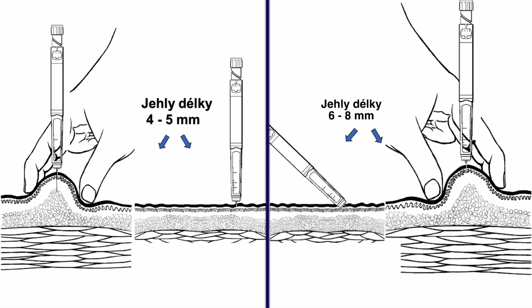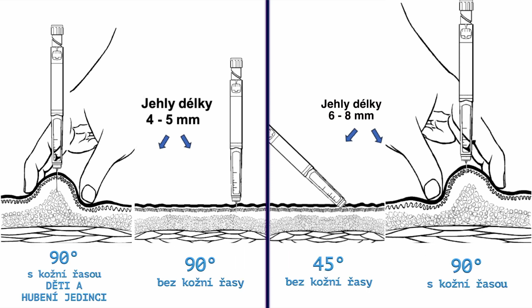There are various methods for single-dose injection. It can be done at a 90-degree angle without a skin fold, at a 90-degree angle with a skin fold, or at a 45-degree angle with a skin fold. The choice of injection technique depends on body type, type of insulin, and the length of the injection needle. For very thin individuals and children, a skin fold should be created even when using a short needle.